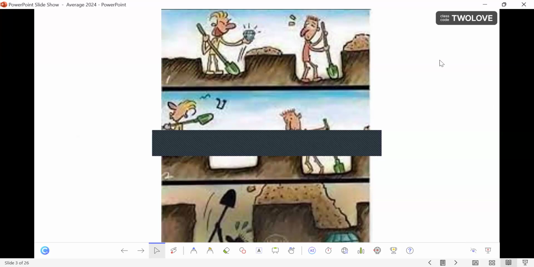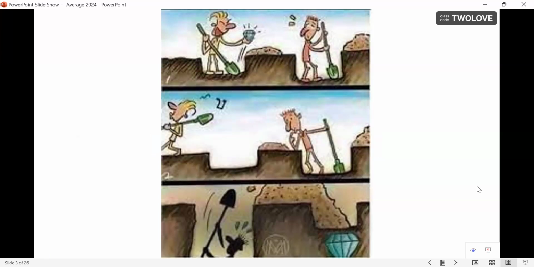Now here's another one that I want to share with you. Look at these two characters here. Look at this person here and what did he choose to do? He saw this person managing to dig out this beautiful diamond. Then he was like, I've been digging harder than him.